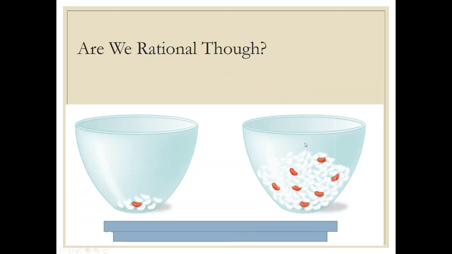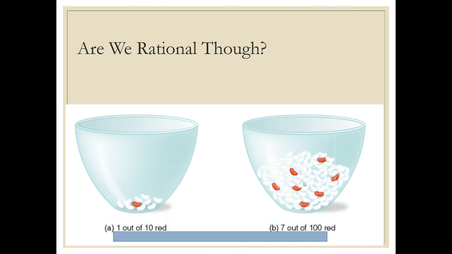But are we actually rational? Have a look at these two jars and answer this question. If you need to retrieve a red jelly bean, which jar are you going to put your hand into? Most people say the jar on the right. I mean, just look at it, right? There are more red jelly beans. Of course, you've got a greater shot at procuring a red jelly bean from that jar, that bowl.